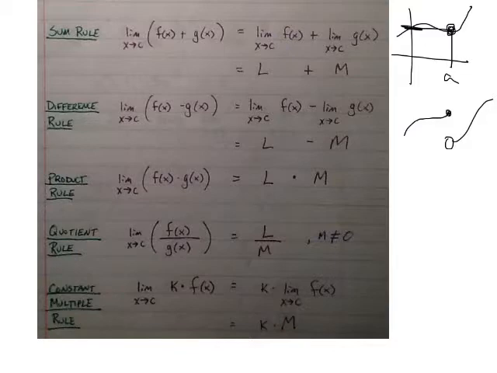One other thing we have is that when we have a constant being multiplied by a function, we can move the constant out in front and take the limit of the function itself. So that's how we get that k times M. These are summarized in the reading in the textbook, so you can check those out too. There's one more limit law, which we'll see on the next page.